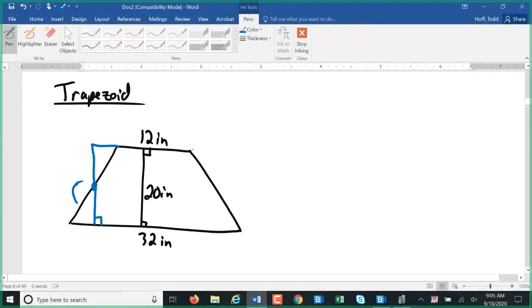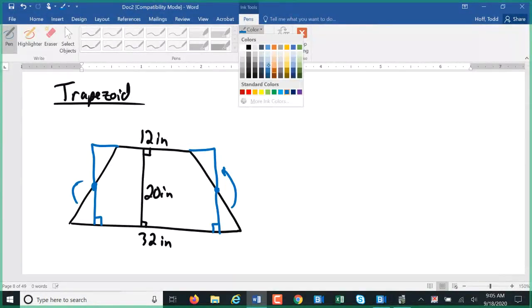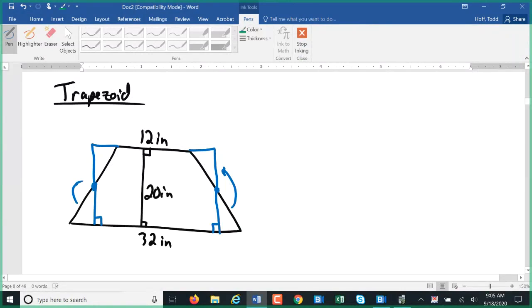I do the same on the other side. I go halfway down, chop this off square. I can flip that up to fill that in. So that rectangle I have is now related to the trapezoid. The width of the rectangle is still just that 20 inches, that height of the trapezoid. The length of the rectangle is between the two bases, the 12 inches and the 32.